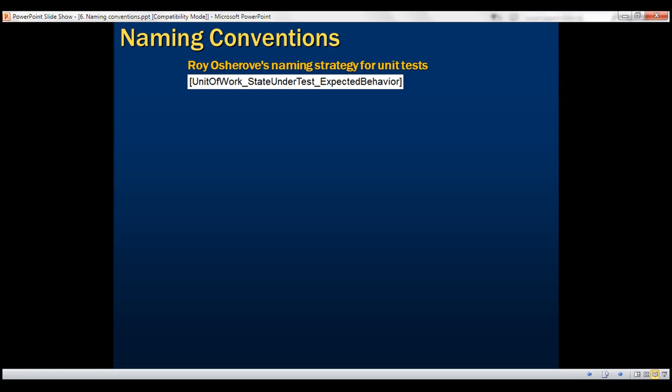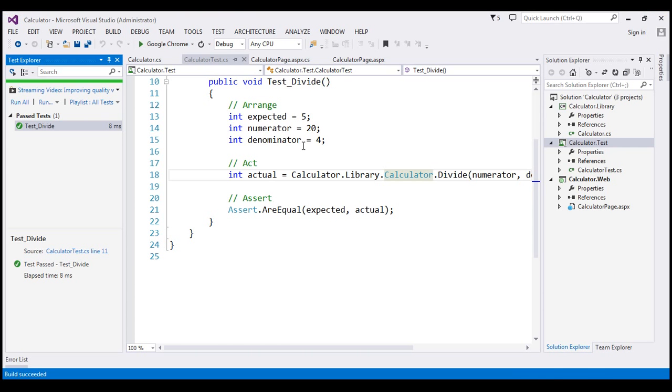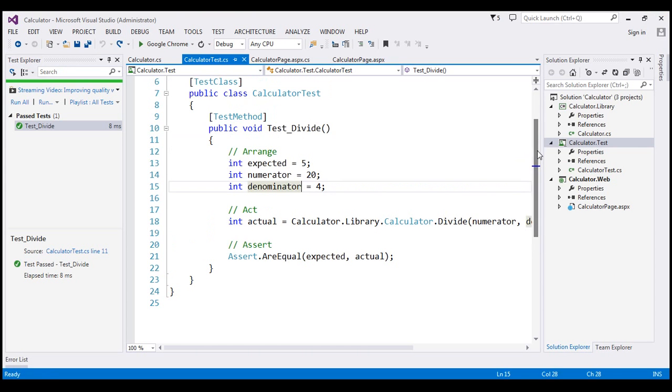Unit of work is the name of the method being tested. State under test represents the input values for the method. Expected behavior is what the method returns for the specified input. Let's understand this with an example. Let's rename this test underscore divide method to stick to Roy Osherove's naming strategy.